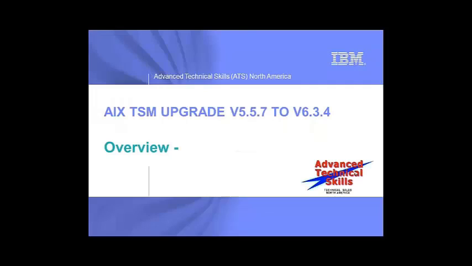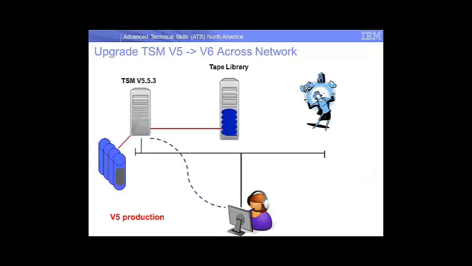I'm going to give you a quick overview of what this process is going to look like. What we're going to be doing is upgrading a Windows v5 to v6, and we're going to move the database objects across the network. So that's what we're going to cover.